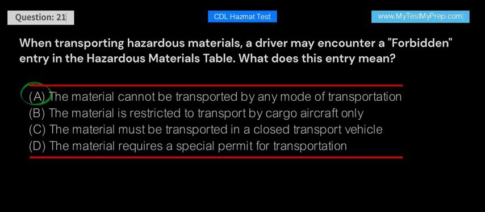Answer A. A forbidden entry in the hazardous materials table means that the material cannot be transported by any mode of transportation. This designation is given to extremely dangerous materials that pose an unacceptable risk to public safety during transportation.